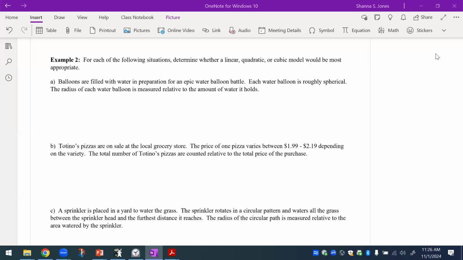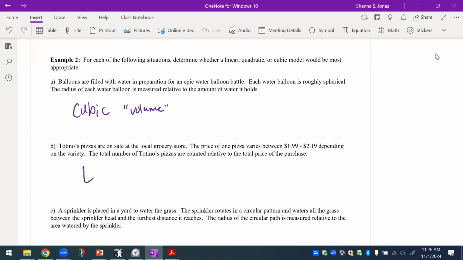All right. So on 2A, what did we decide? Why is it cubic? Volume. If I'm filling something up with water, that is referring to volume. And the key word is volume. All right. B, what are we doing?